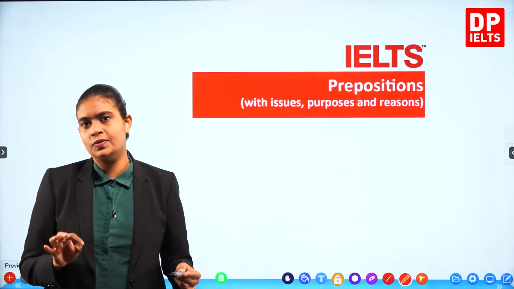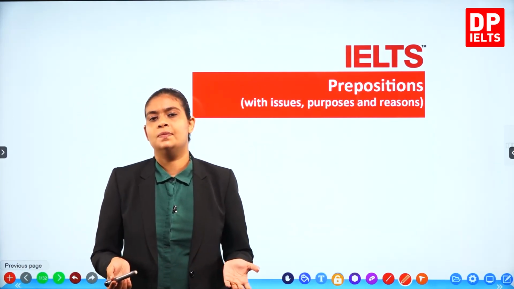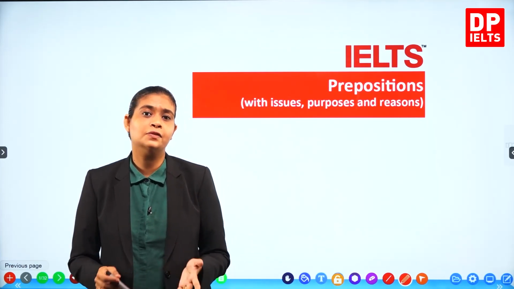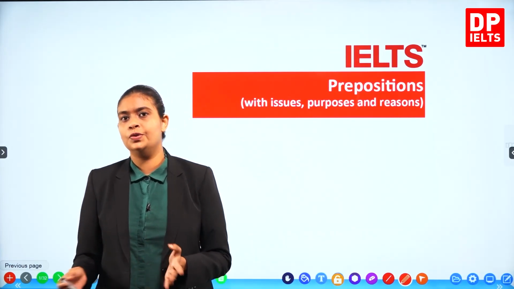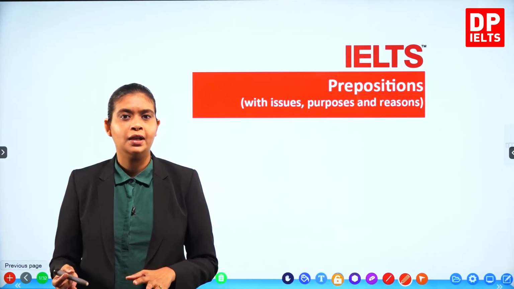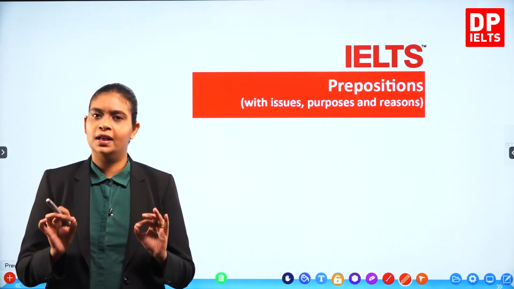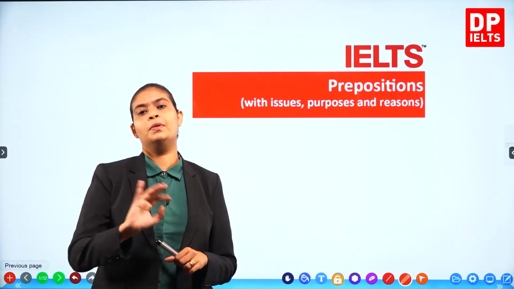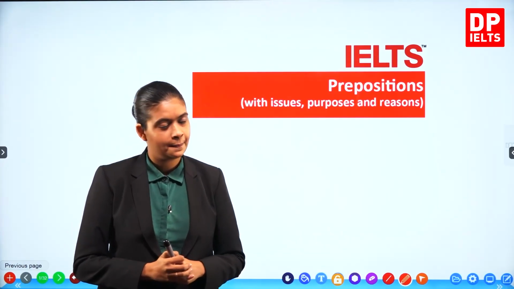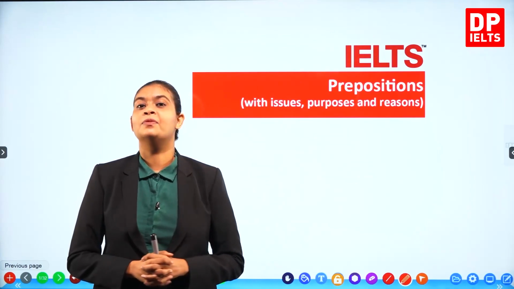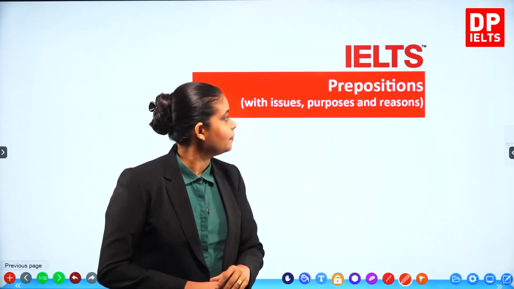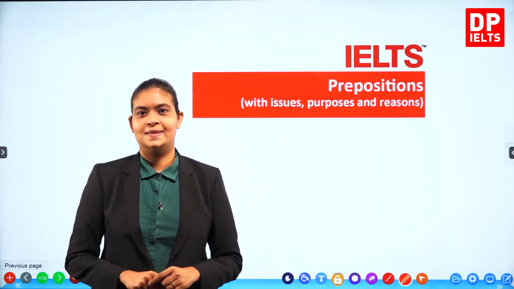It could be confusing if you speak on a day-to-day basis using some of these prepositions in wrong places. That's still fine. Like for formal, you could use about. That's still okay, right? But when you write, you have to be very careful, and especially in your speaking test, you have to be careful about the prepositions that you use. So with that, we come to the end of the lesson, prepositions with issues, purposes, and reasons.